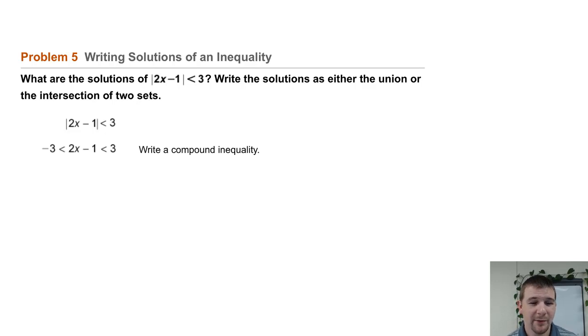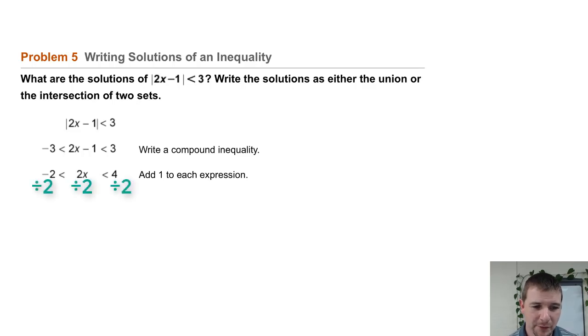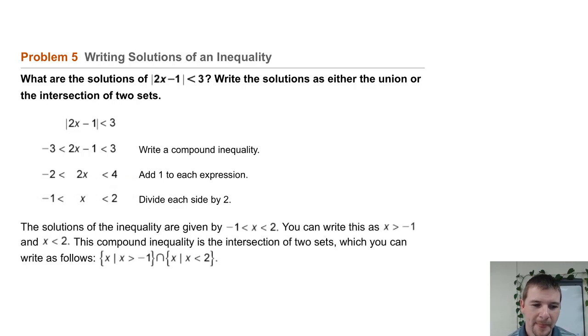Note in this case they can be written as a compound inequality where negative 3 is less than 2x minus 1, which is less than 3. We solve by adding 1 to each part of the inequality, so to the left, to the middle, and to the right. And we have negative 2 is less than 2x, which is less than 4. Now we divide all three parts by 2, and we find negative 1 is less than x, which is less than 2. So the solutions of the inequality are given by the compound inequality.